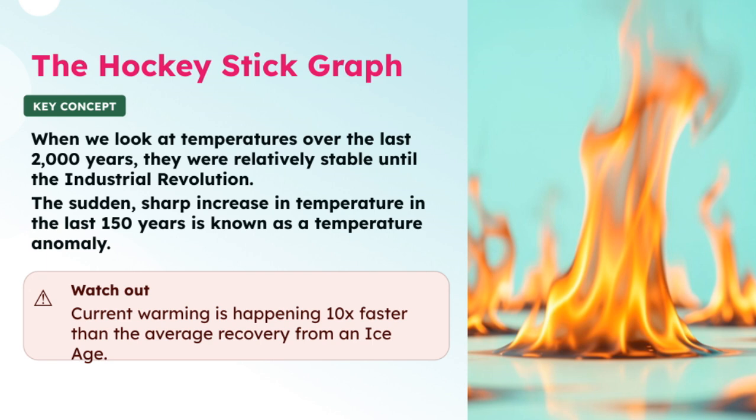This sharp increase is a temperature anomaly. It stands out from the longer-term pattern. The slide also notes that current warming is happening much faster than the average recovery from an ice age. That matters because ecosystems and human societies can adapt more easily to slow changes than to rapid ones. If temperature changes happen over thousands of years, species and environments may have time to shift and adjust. But if changes happen over decades, adaptation becomes much harder. So the hockey stick graph is important because it shows not only warming, but rapid warming.